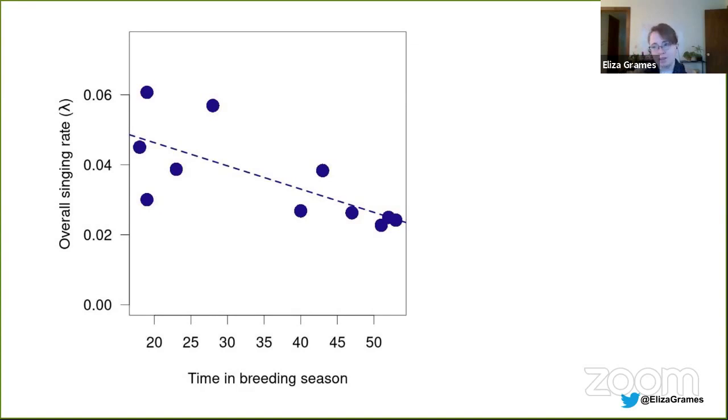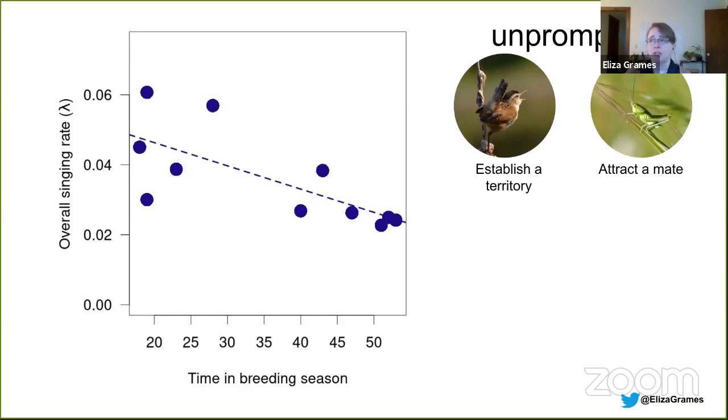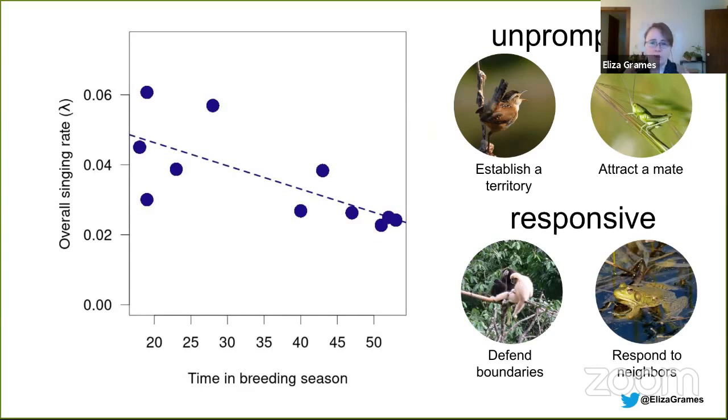So here we have the time in the breeding season, which we might think for birds, maybe singing goes down later in the breeding season, but that could be for several different reasons. So for example, it could be because there's changes in this unprompted rate of singing. So maybe birds have already established a territory and attracted a mate, and that's why they're no longer singing. But it could also be changes in how they're responding to neighbors. So maybe early in the breeding season, they're unfamiliar with their neighbors and more likely to respond. And towards the end of the breeding season, they're familiar with their neighbors' songs and not as responsive. But we can't actually get any of this information if we only fit the Poisson process.